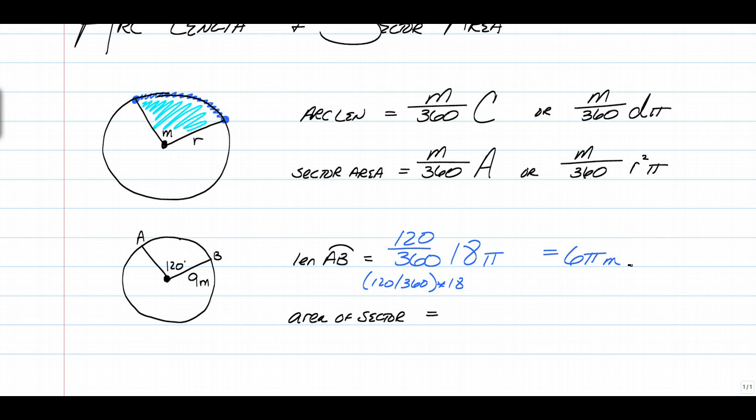And then you would do the exact same thing for the area of the sector. So it would still be 120 over 360. We would just multiply that by the radius squared. So that would be 81 pi. So then you just take your calculator, and you'll end up with 27 pi meters squared.